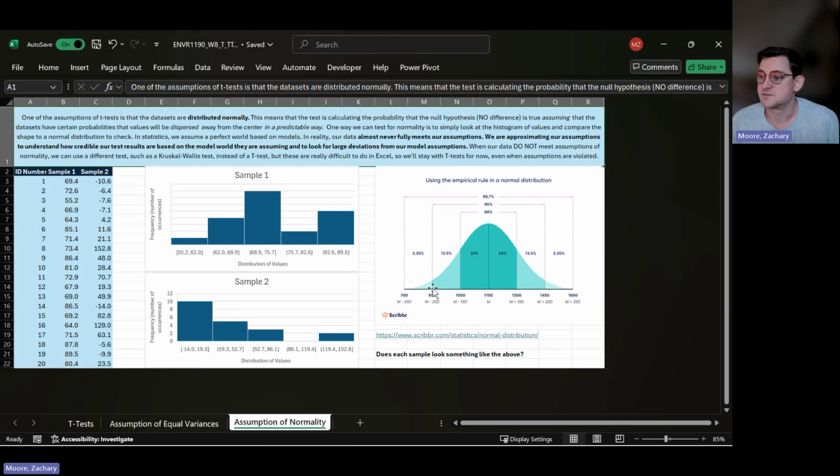95% of all the data is within 2 standard deviations of the mean. And 99.7% of the data is within 3 standard deviations of the mean. And so that's what this kind of weird looking graph here is telling us. What we're doing is we're trying to say, does our data meet these assumptions of normality? And to do that, we could use some more complex tests, but for the sake of what we're doing here, we're just going to look at the histogram.